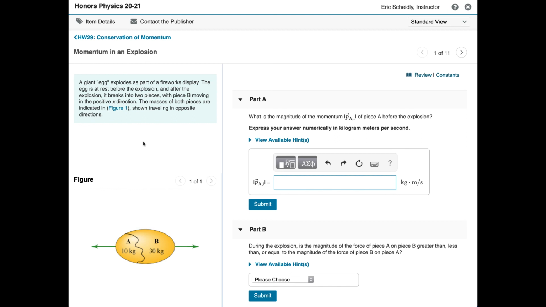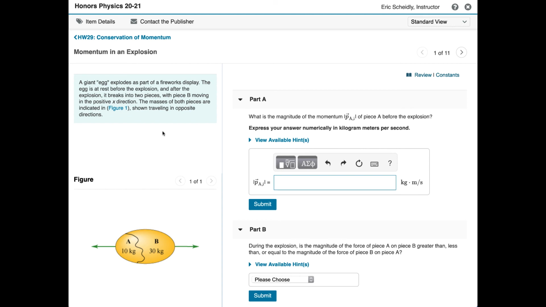Here I have, in the first question, a giant egg that explodes as part of a fireworks display. The egg is at rest before the explosion. When I read that, it says to me that there is no initial momentum. It's not moving. It has mass, but no velocity. So therefore, no momentum. And then when it explodes, it breaks into two pieces.